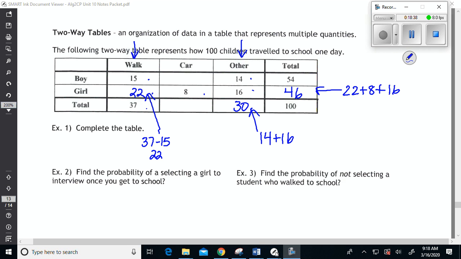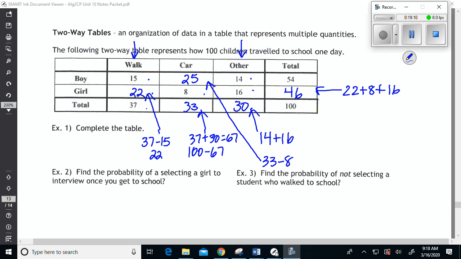Now, to get the total people who drive a car, 37 plus 30 is 67. And since there were 100 total people, 100 minus 67 leaves you with 33. And then finally, with the car, there are 33 total people with a car. You want to figure out how many boys took the car to school. 33 minus 8, 25.